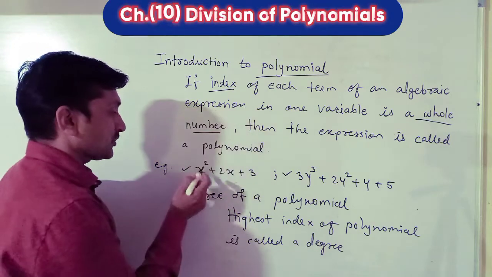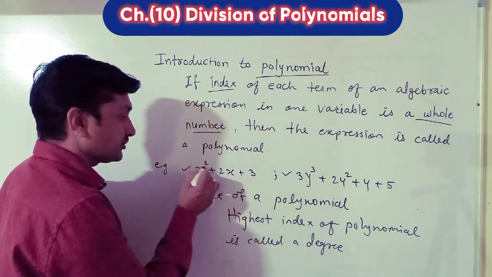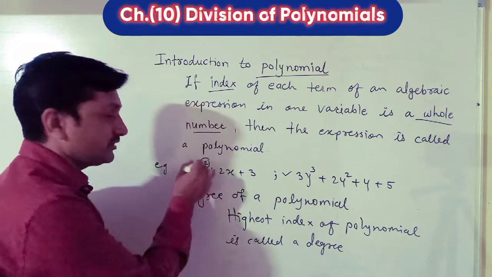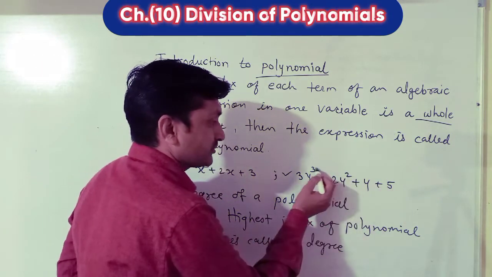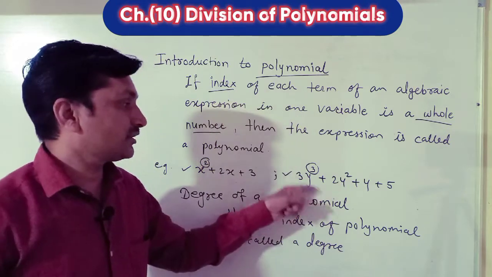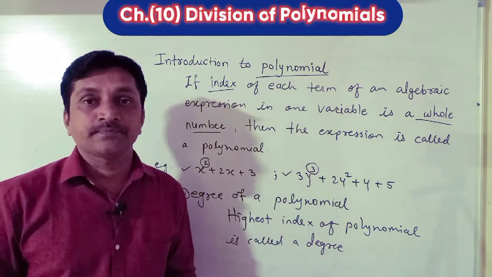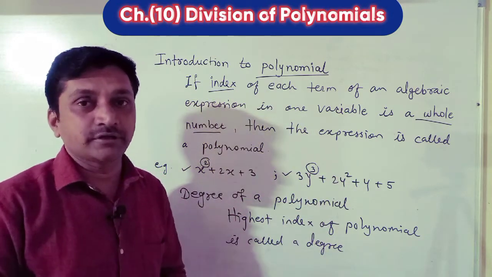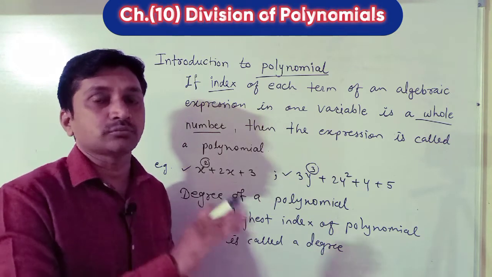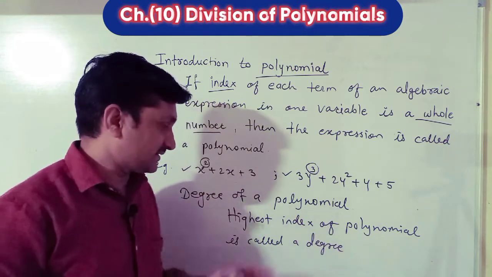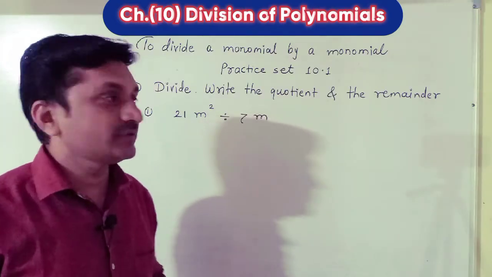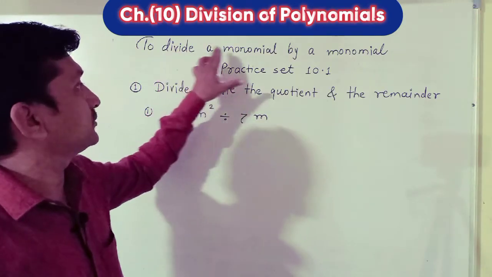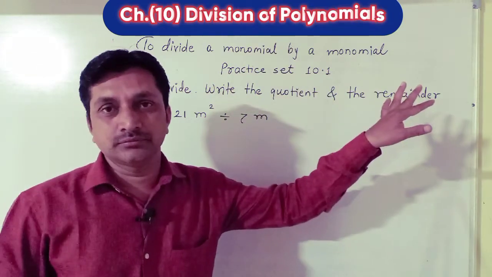Here you see here 2, here 1, here 0. What is highest? 2 is highest. Therefore degree is 2 here. Here you see 3, 2, 1, 0. What is the highest index? 3. Therefore the degree of this polynomial is 3. In this way we can find out degree. Degree means the highest index of all the indices. That is called degree.